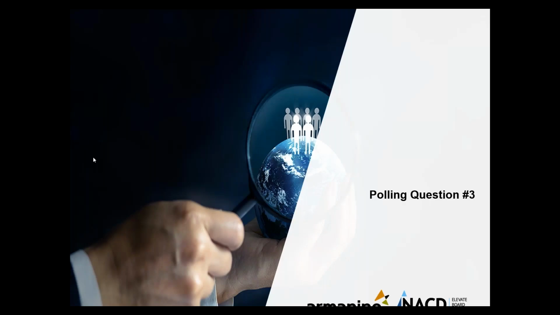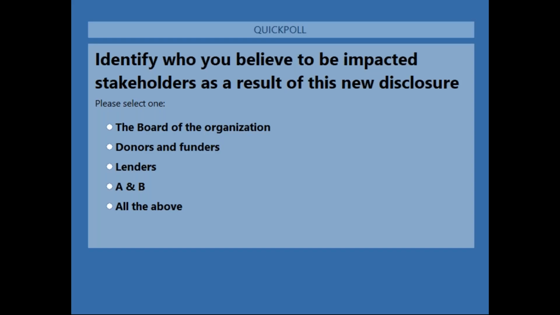All right, so let's do our third polling question. The question is, identify who you believe will be impacted stakeholders as a result of this new disclosure. Is it the board of the organization, donors and funders, lenders, A and B, so the board of the organization and donors and funders, or all of the above?